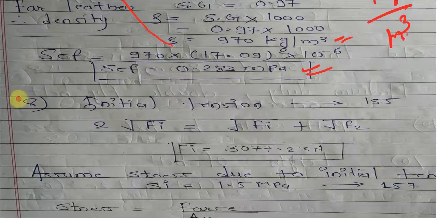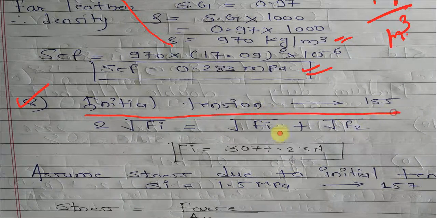Now step number 8, initial tension, page number 155. 2 Fi equals square root of F1 plus square root of F2, all squared. Just put the values and get the answer, 3077.23. Okay, you know the values of F1 and F2, the initial force and the final force.